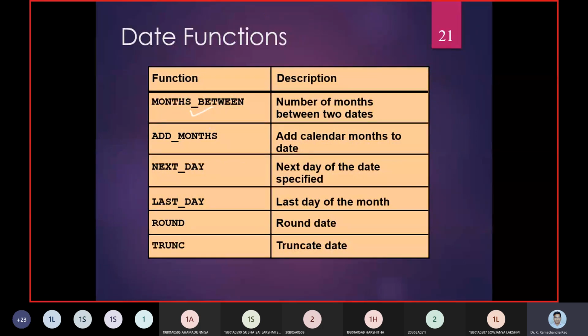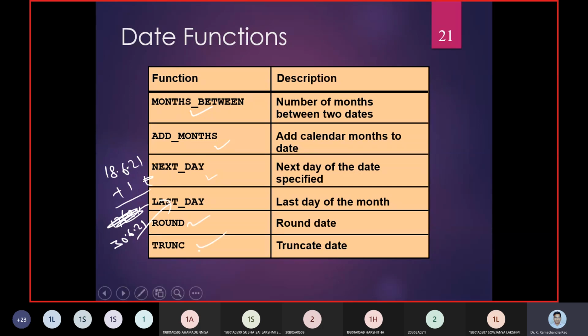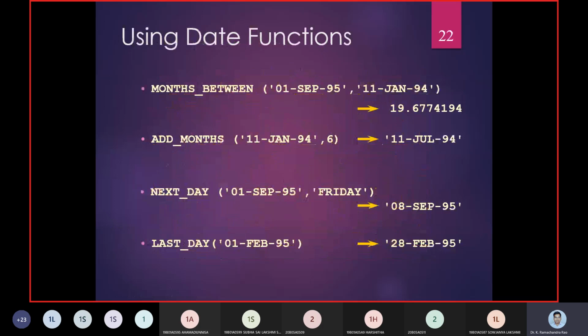While working with date operations, it can take the number of months between first day and last day. We can add months, we can add days. So if it is 18/6/21, and I add next day, we call it next day. If I say last day, it gives the last day of the month, that is, it shows 30/6/21 as the last day. Similarly, we can apply round and trunc operations on dates also.